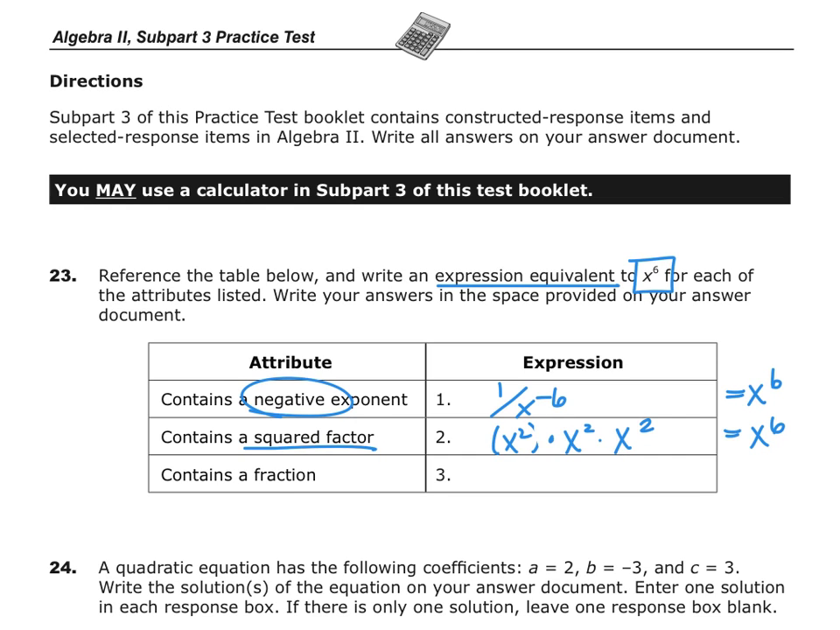All right, and then contains a fraction. To me, I don't see why the first one doesn't still fit that option. 1 over x to the negative 6, that is a fraction. So that still, to me, works for x to the 6th power. All right, so just pay attention to what they're asking you there, which is to write expressions using exponents that are equal to what they've given you.